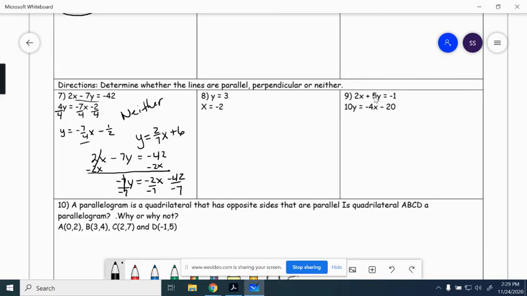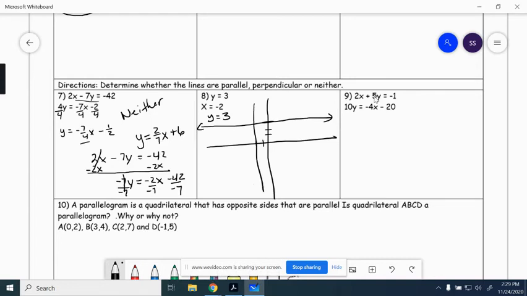All right. Number 8, we've got y is equal to 3. 1, 2, 3. So that line's going to look like this. y is equal to 3. And x is equal to -2. That's going to look like this. And so we should know that a vertical and a horizontal line are going to create perpendicular lines.